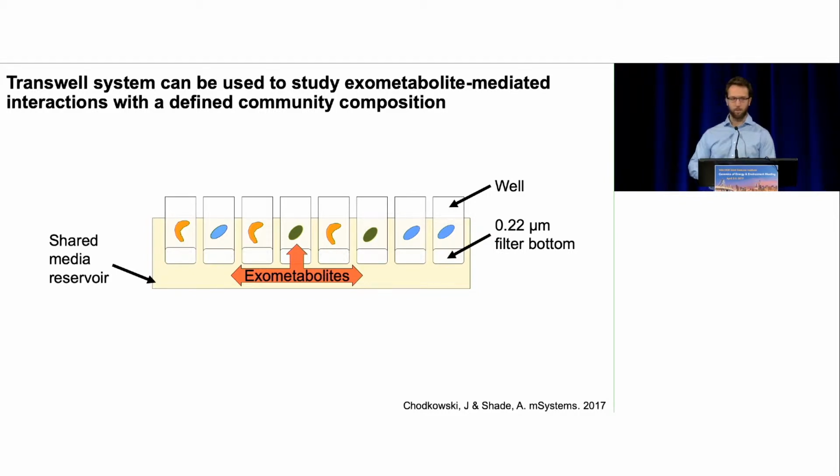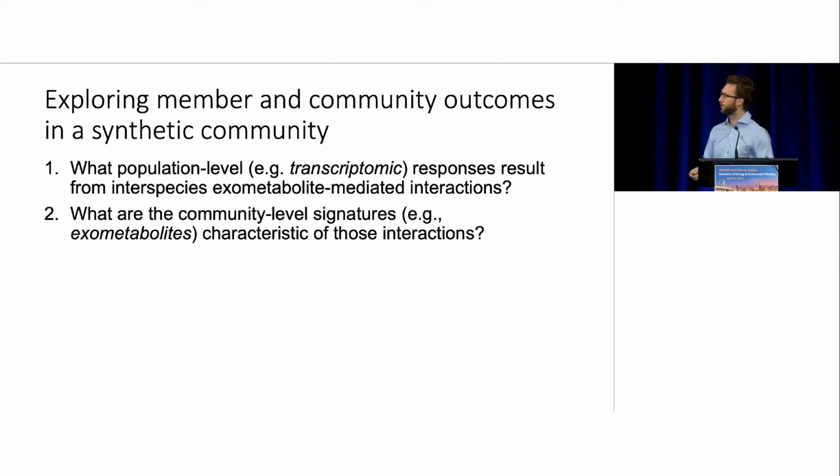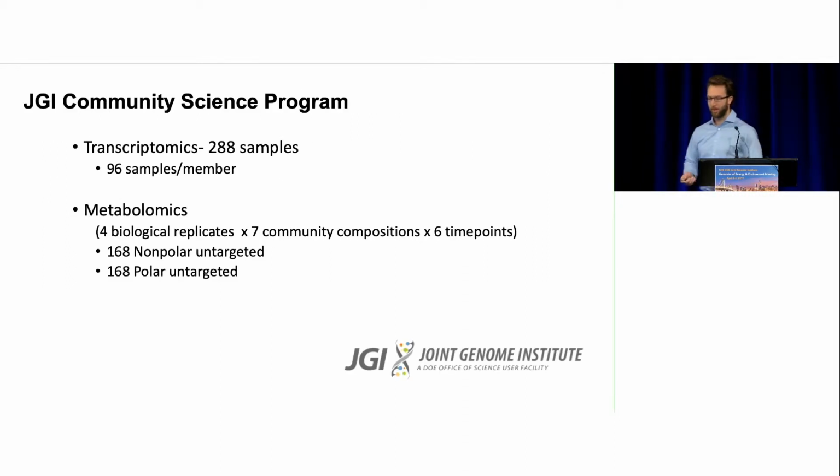We can use this synthetic community system to answer a couple of broad questions. What population level, and specifically transcriptomic, responses result from interspecies exometabolite-mediated interactions? And what are the community level signatures characteristic of those interactions? Today, I'll mostly be able to get to question one with a little snippet of question two. First, I'd also like to thank the JGI. We were awarded a community science program, and they have helped us generate an immense amount of data.